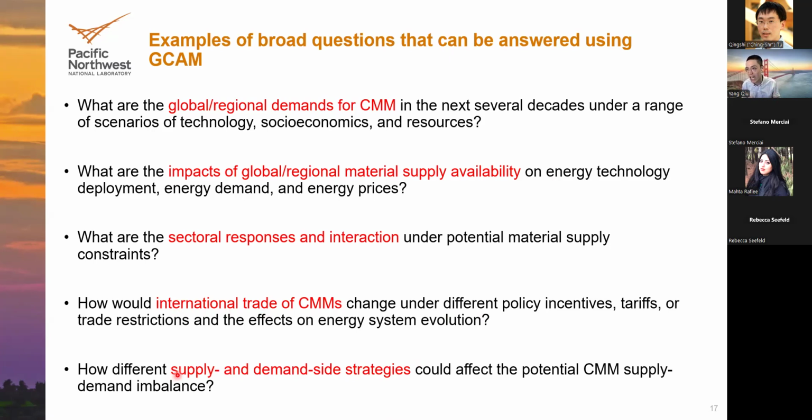supply and demand gap. For example, technology innovation that facilitates technology substitution, material substitution, and also material intensity reduction, recycling. So all those kinds of supply and demand strategies, we will also be able to evaluate in this model to better understand their role in closing potential supply and demand imbalance.